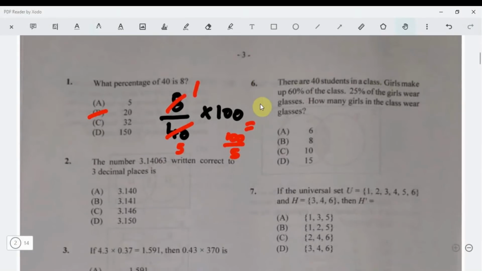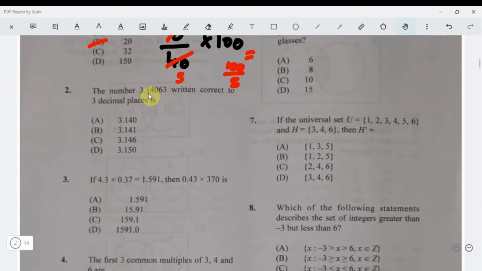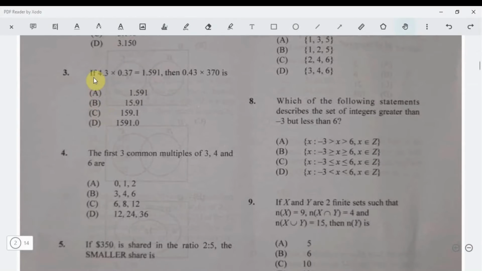Nice. Now number 2, the number 3.14063 written correct to 3 decimal places. So this is 1, 2, 3 decimal places. So look at the number 6 right here. Since that number 6 is greater than 5, we know that we're going to round up. We're going to round it up to 3.141. And that would be option B.